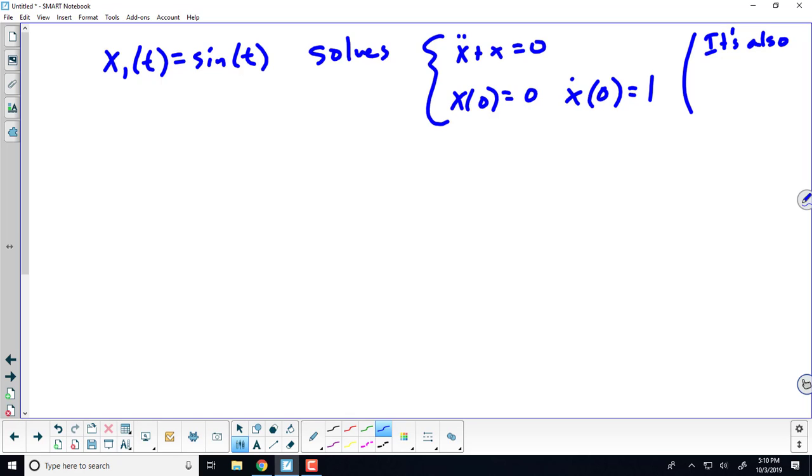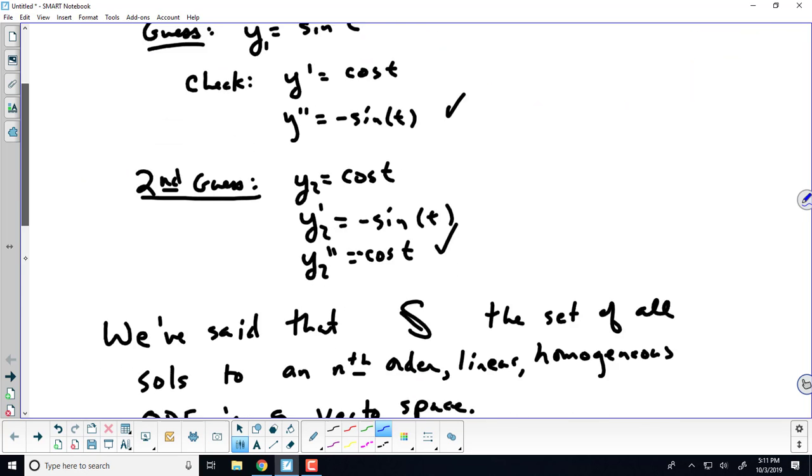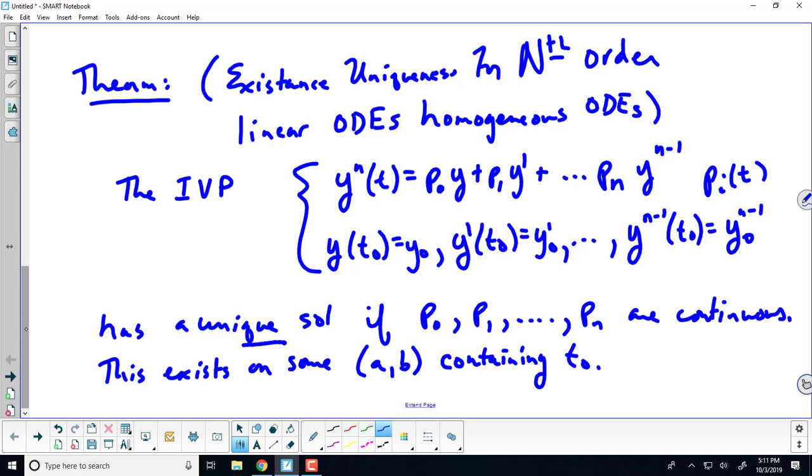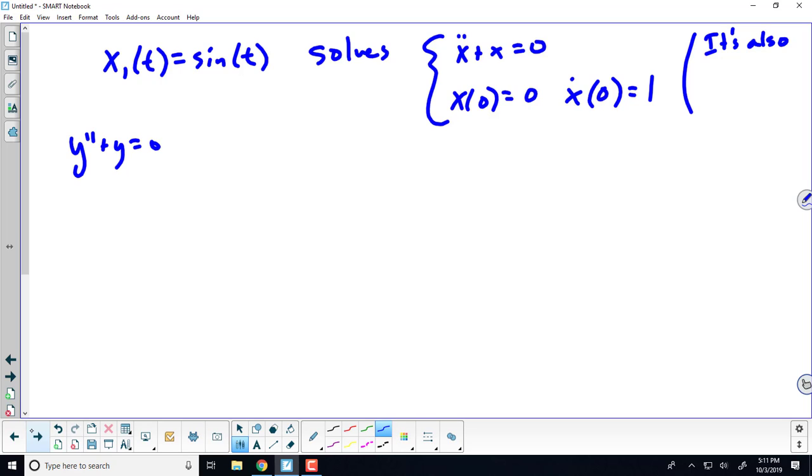Before, when I was just considering y, we were looking at y double prime plus y equals 0. We said, hey, sine of t and cosine of t both solve that, right? They solve the ODE, but not the IVP, because you've got to also satisfy the initial conditions. So in fact, the theorem on the previous page doesn't just say that this has a solution. It says something even stronger. This IVP has a unique solution. So not only does sine of t solve this IVP, but it's also the only solution.